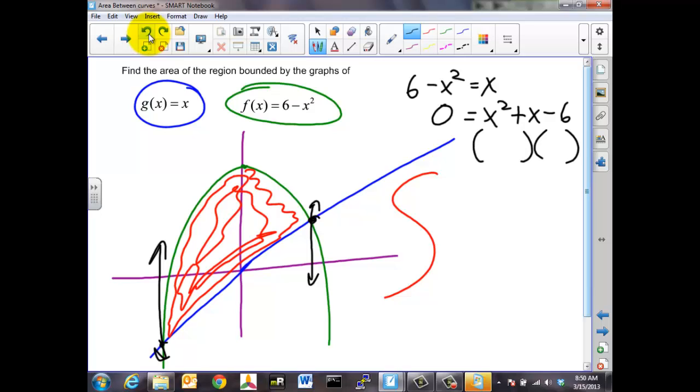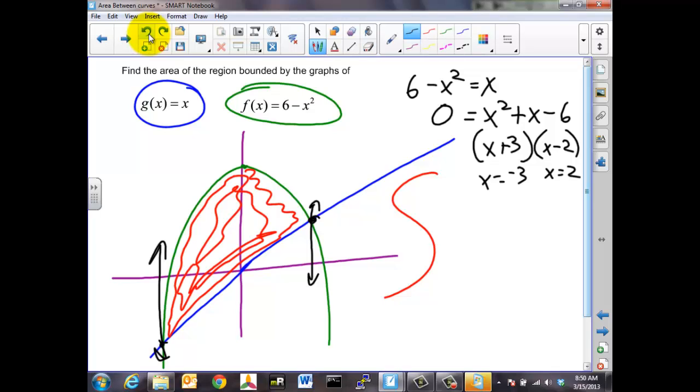Tell me what kind of answers we expect to get looking at the graph. 1 positive and 1 negative. So we at least know we should get something like that. Is it safe to say that it's going to be less than 6? Yes. Because this is 6 out here, so we're expecting it to be less than 6. So how does this factor? x plus 3, x minus 2. So that gives us x equals negative 3 and x equals 2.